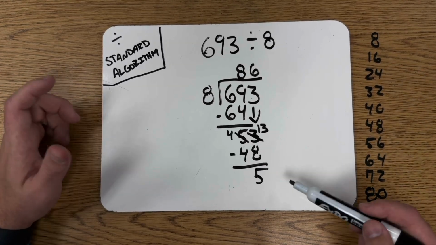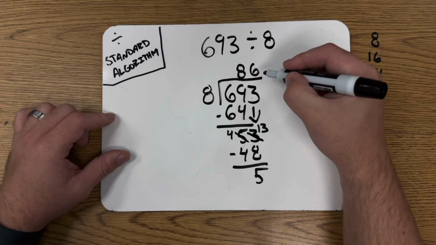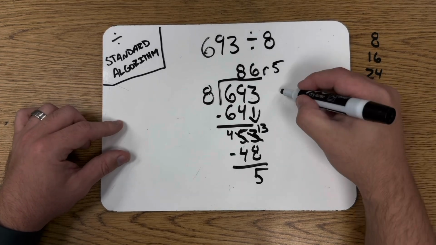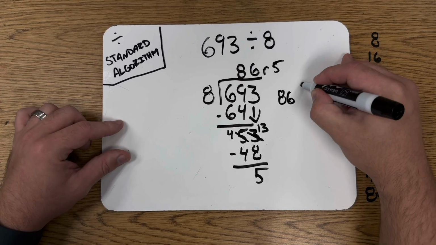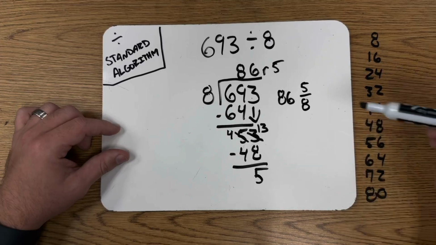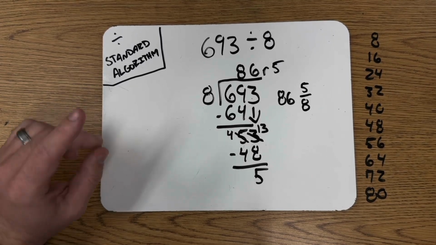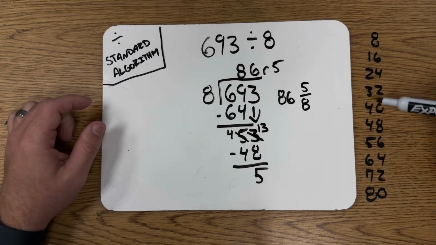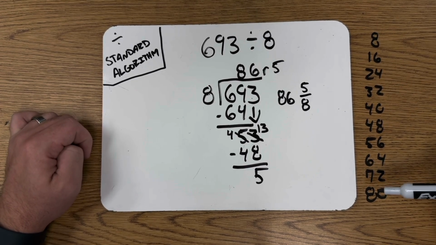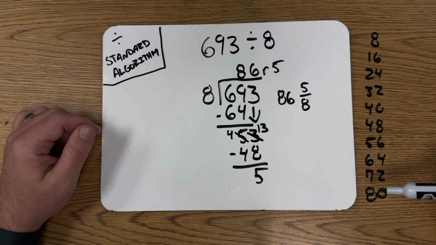My problem is solved. There's nothing else I can do. My answer is going to be 86 with a remainder of 5, or 86 and 5/8. Okay? Standard algorithm for division. It is very fast, but it does require students to be able to do this. They really, really need to know their multiples of whatever divisor that they are working with.